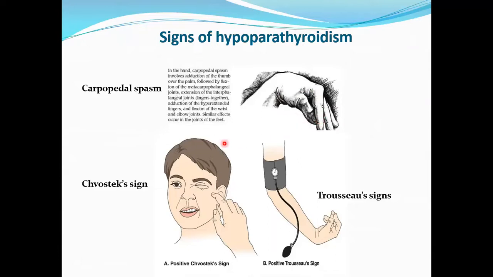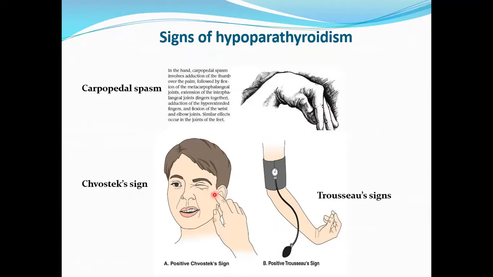In Chvostek's sign, what we do is tap over any of the branches of the facial nerve on the face. The nerves are hyperexcitable and the muscles also, right? So there will be excessive twitching.